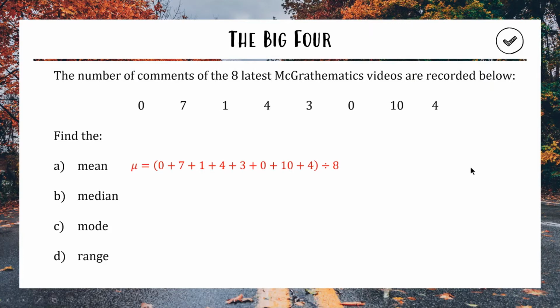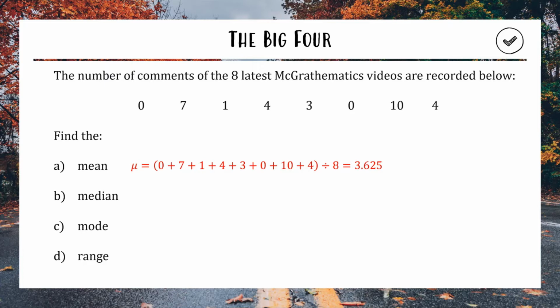So for this example, we're going to do 0 plus 7 plus 1 plus 4 plus 3 plus 0 plus 10 plus 4. Because we have 8 scores, we're going to take that answer and we're going to divide it by 8. Please keep in mind that if you're putting this expression into your calculator, you need to use the brackets, otherwise the 8 is only going to divide the last score and not the whole thing. So if you do it correctly, you should get a value of 3.625. So what this means is, if we added up 3.625 8 times, we would get the same number as if we added up these 8 numbers. So they add up to the same thing.